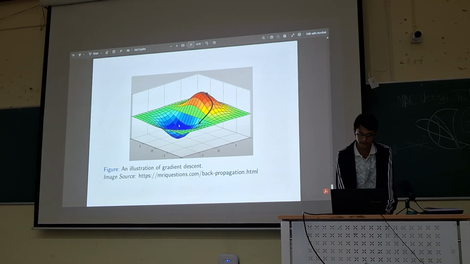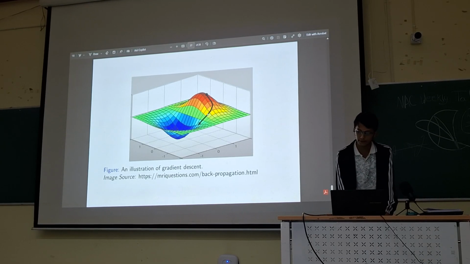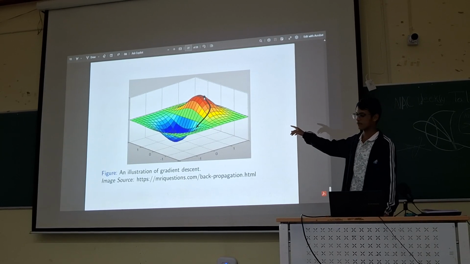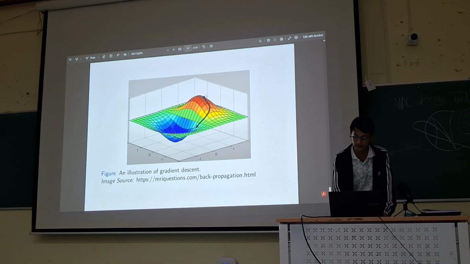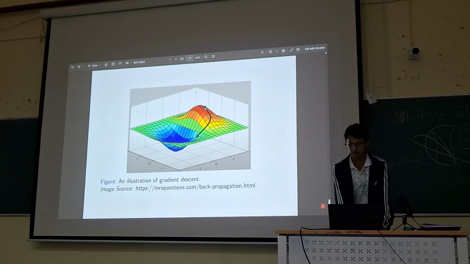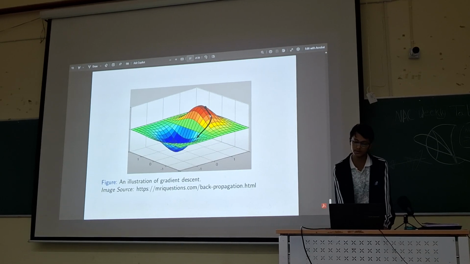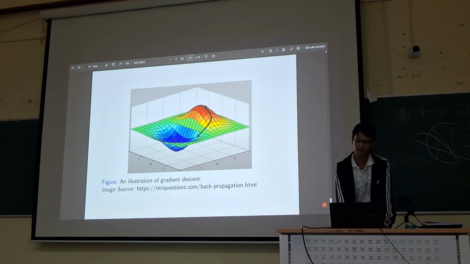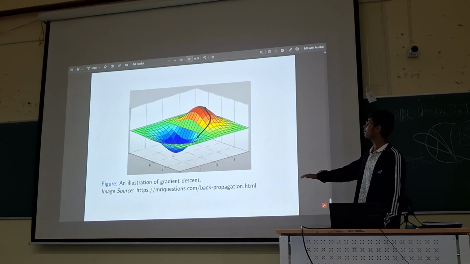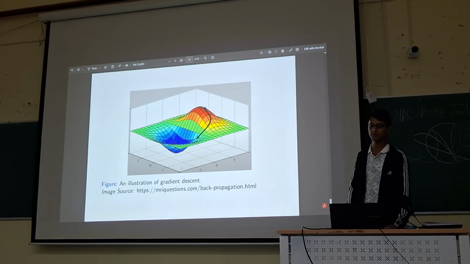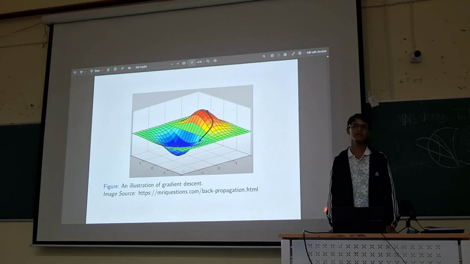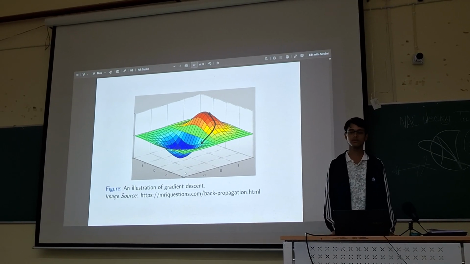If that is the case, we first randomly choose a guess value. The guess value starts at this red region, and we want to minimize our loss. So our gradient descent moves through this curved surface and reaches the minimum of this particular function. That is how we determine the structure of the magnetic field.